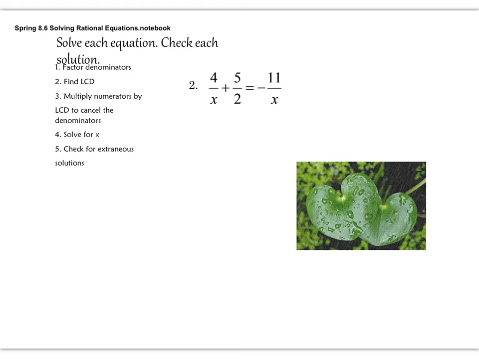Let's try another one, shall we? All right, so step 1, factor denominators. There's nothing I need to factor, so that's done. Step 2, find my LCD.